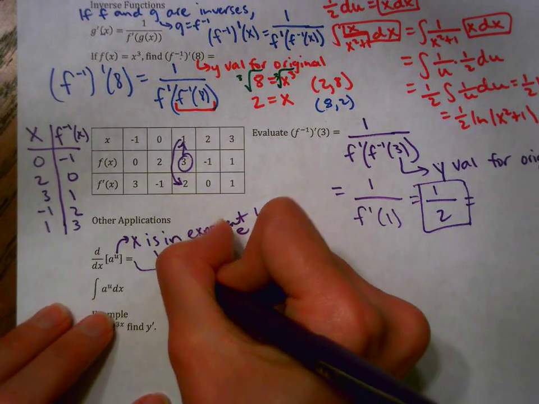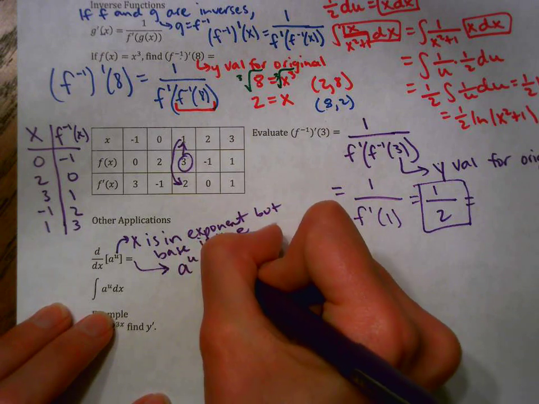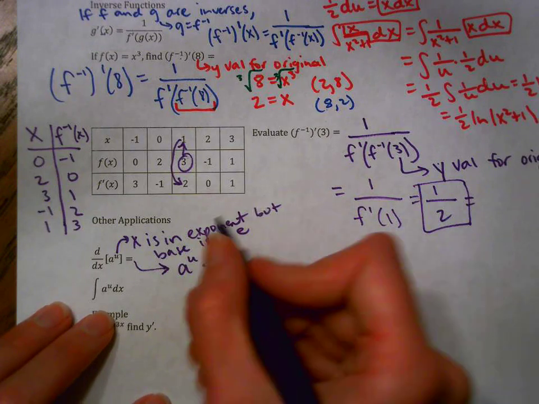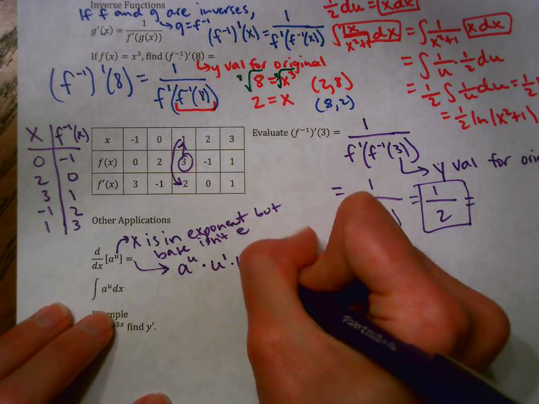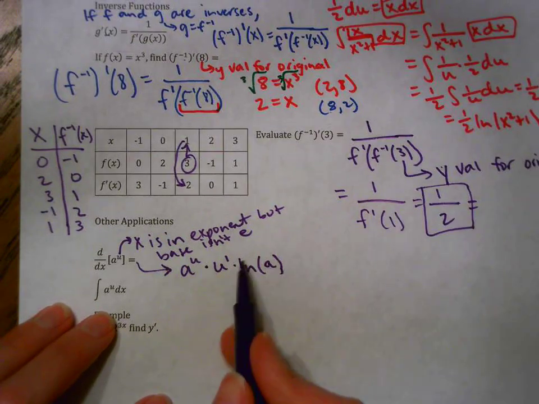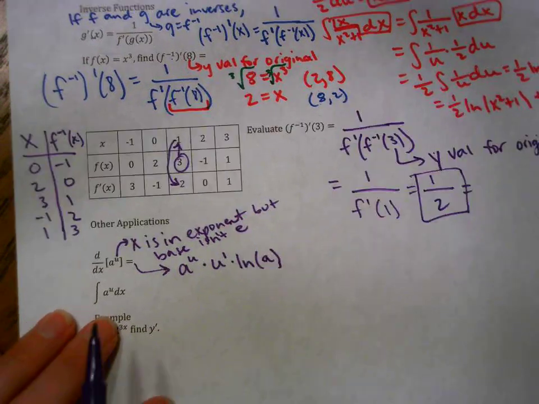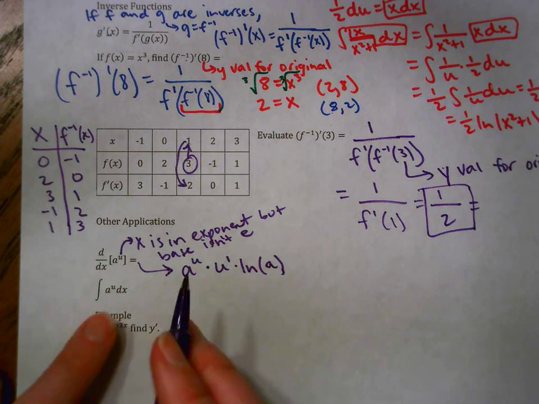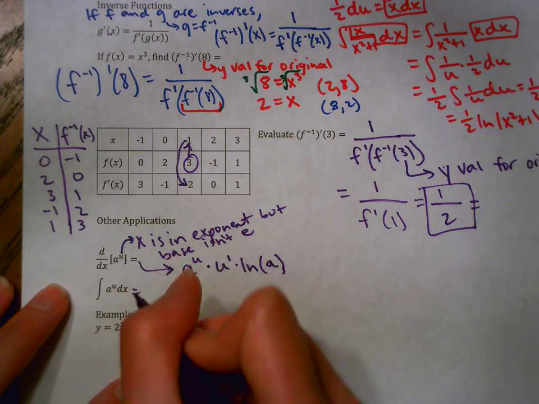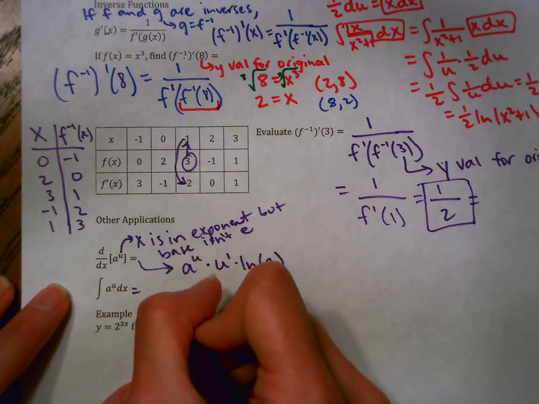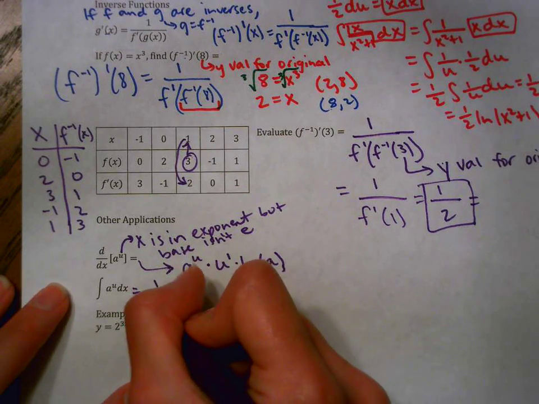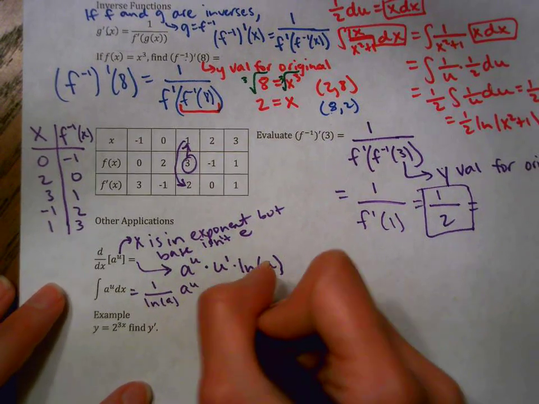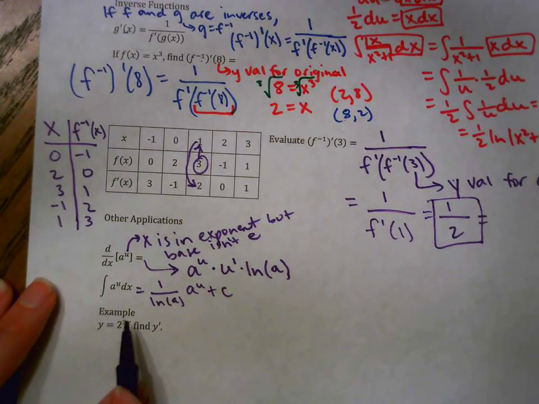So you still keep it the same: a to the power of u times the derivative of the exponent. That part's the exact same as e. But now, because it wasn't base e, you have to multiply by the natural log of the base. That's like converting it to base e. And if you're integrating, same thing, it'd be 1 over natural log of a times a to the u. That one I really wouldn't worry about. I should have put the integral sign.